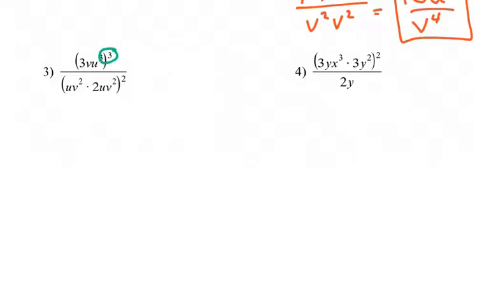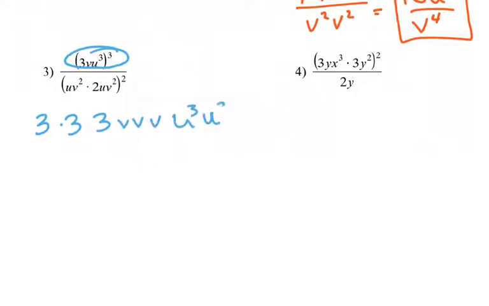Because this has an exponent there and this has a separate exponent there, I'm going to have to give that power to everything first. So I'm going to have 3 times 3 times 3, v times v times v, u to the third, u to the third, u to the third. So everything gets that third power. If you're making any mistakes on this kind of question, you need to be writing it out, because you're really not going to get the right answer otherwise. You have to really understand how these rules work.